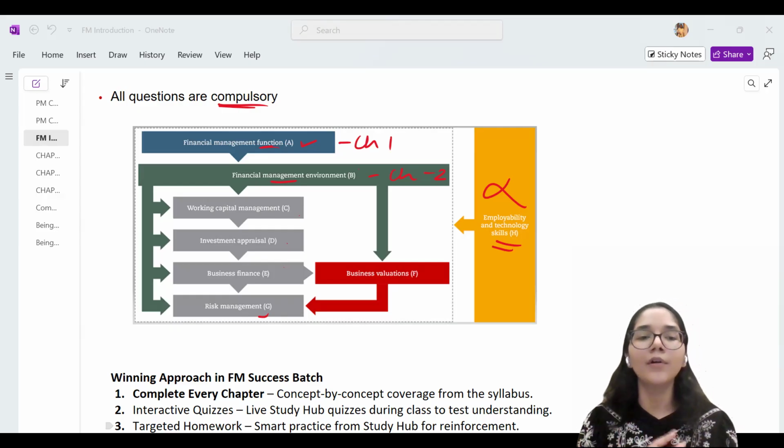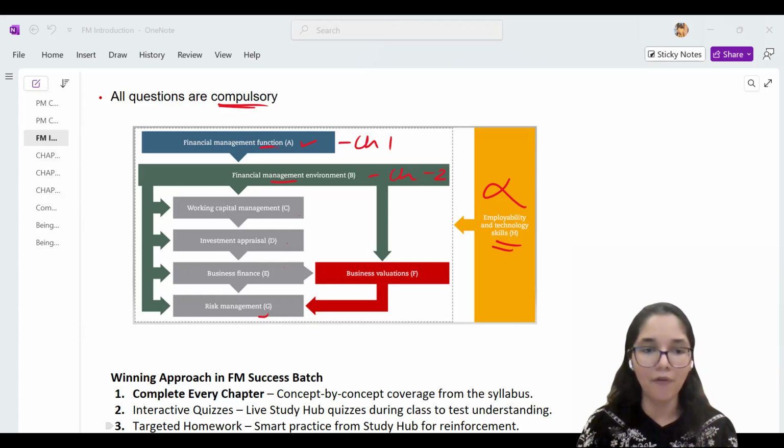So this is what we are going to learn in the financial management environment. It will be everything about the surroundings of the environment, how an organization can be affected from internal as well as external factors. This is what we are going to learn in the financial management environment.